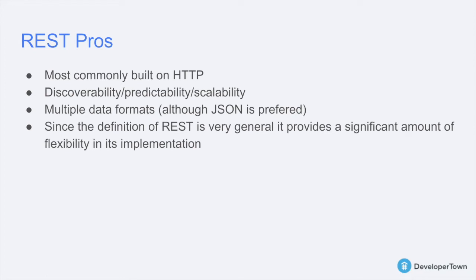REST itself doesn't really provide a lot of discoverability out of the box. Multiple data formats. JSON is preferred, but Jason mentioned previously that SOAP is built on XML, and you can do XML with your web services through REST if you want, if you're the type of person that really enjoys that kind of pain. JSON is more performant because it takes less resources to parse. Since the definition of REST is very flexible, you have your own flexibility there to build it in a way that makes sense to you using the technologies that you're already familiar with.